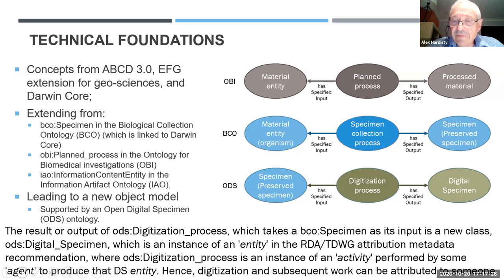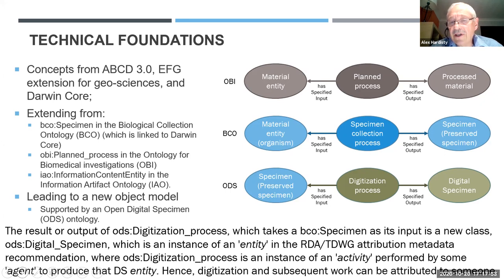Of course, we need a new kind of process which isn't represented in these ontologies, a digitization process that produces a digital specimen. And so we propose an open digital specimen ontology, which takes a BCO specimen as its input and produces a new class of ODS digital specimen as its output.